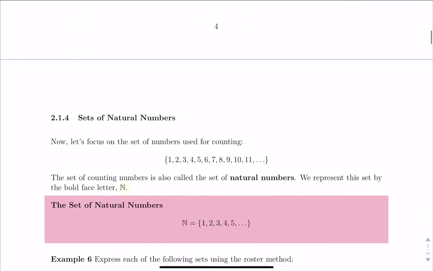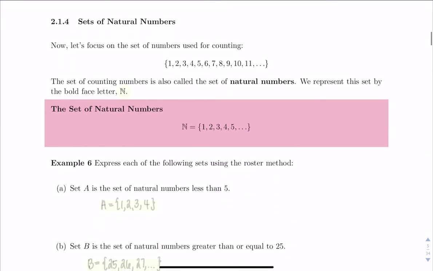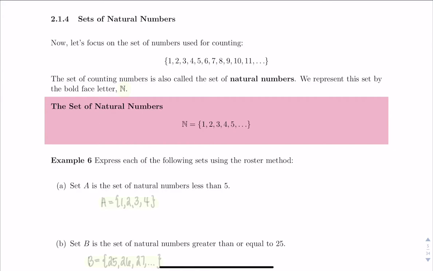The next set we want to talk about is the set of natural numbers. So the numbers we use for counting, or the first set of numbers you learn as a kid, 1, 2, 3, 4, 5, 6, 7, forever and ever, we call these the natural numbers, and it has this bold-faced letter N. That's another way to represent it.